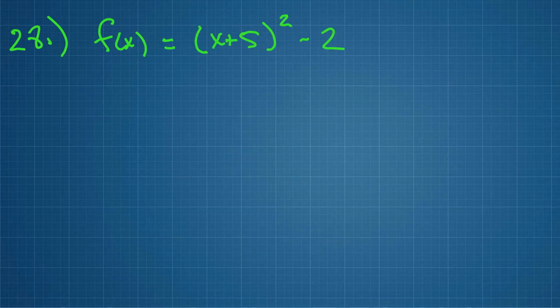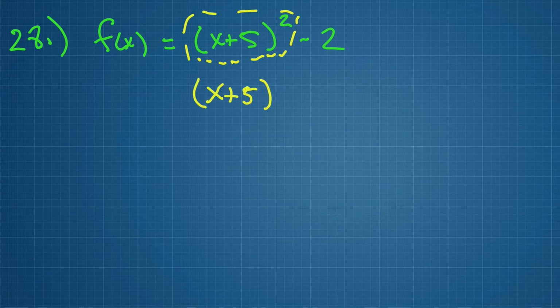All right, 28. The first thing you have to do is take the set of parentheses and write it twice, because you can't FOIL until you have 2 sets of parentheses. You are not allowed to take that little exponent 2 to both the x and the 5 because the plus sign's in the middle. And then the minus 2 is just going to drop down. And then the f of x is going to drop down.